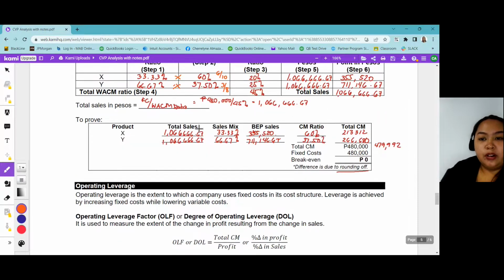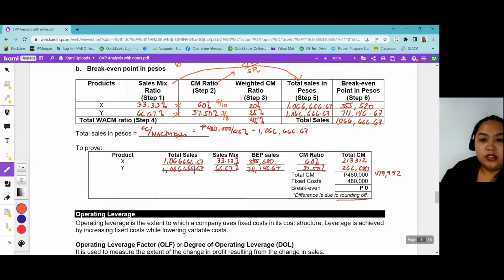Ayan. So, to prove, meron tayong total sales na 1,666.67, and then yung sales mix natin is ito po, makukuha natin yung break-even point in sales natin. And then, you multiply yung break-even point in sales times the CM ratio to get your total CM. Your total CM will not actually equal to 480 pero close na. 8 pesos lang yung difference due to rounding off. But it's still yung profit mo at break-even point is at 0.